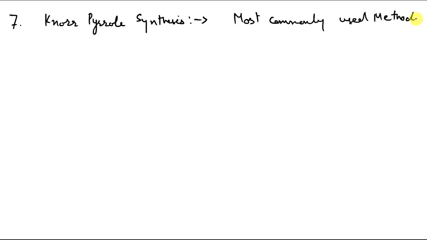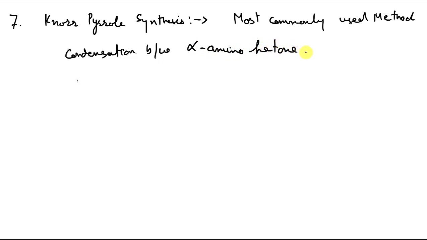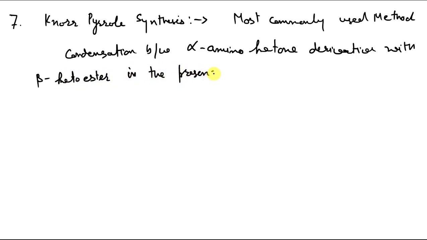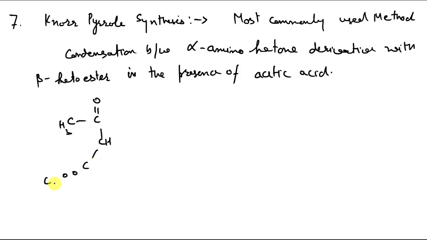In this reaction, this is again a condensation reaction between an alpha amino ketone derivative with a beta keto ester in the presence of acetic acid. Acetic acid, basically. CH3 C double bond O, CH COOC2H5 NH2.